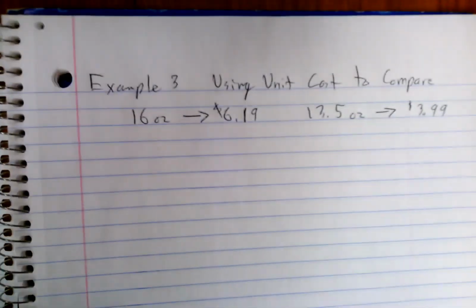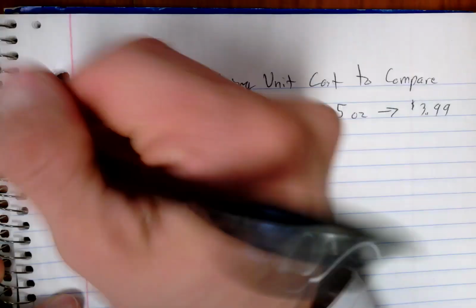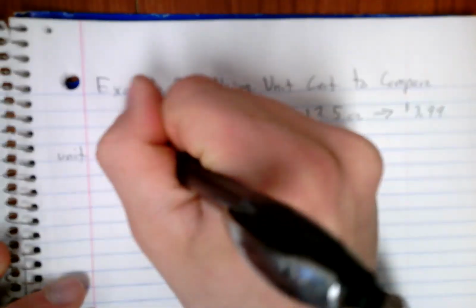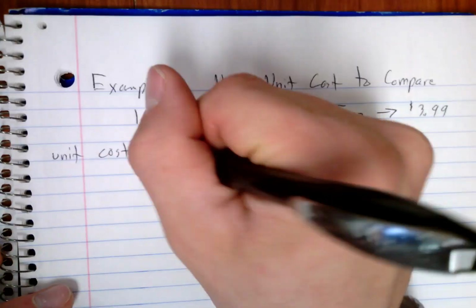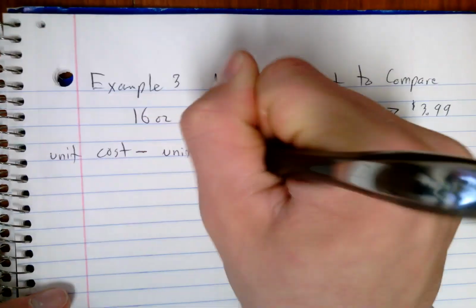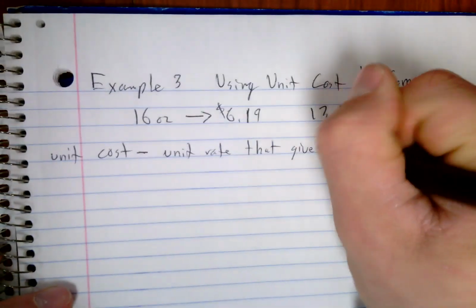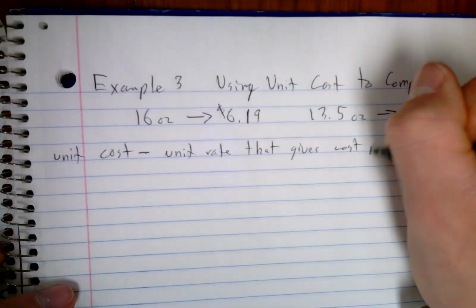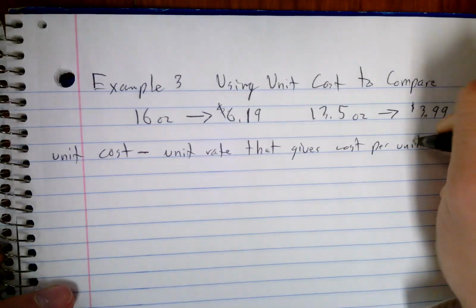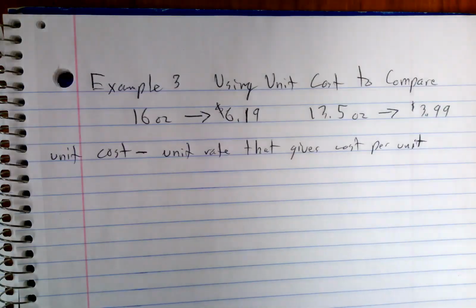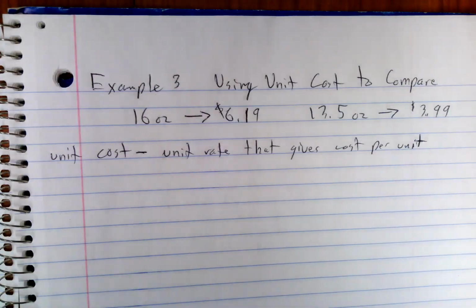So let me backtrack a little bit. So we had unit rate. Now we have unit cost. Okay. Which is a unit rate that gives cost per unit. So pretty much a unit cost is the same thing as a unit rate, except it deals with money. It says to find the unit cost of an item, we divide the total cost of the item by the number of units in the item.